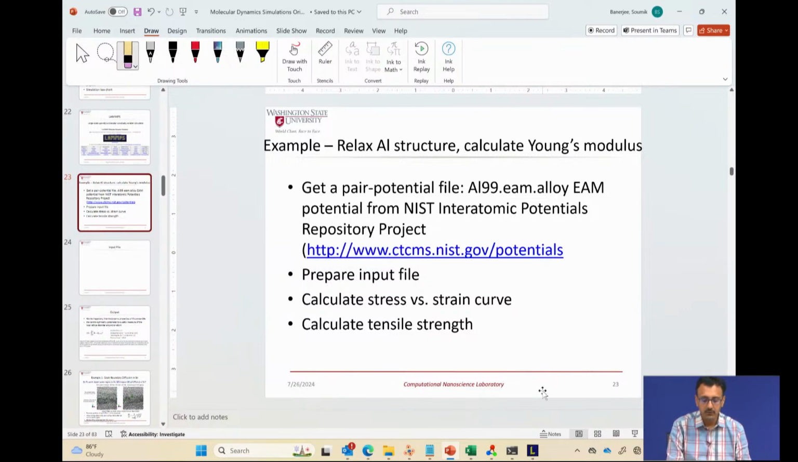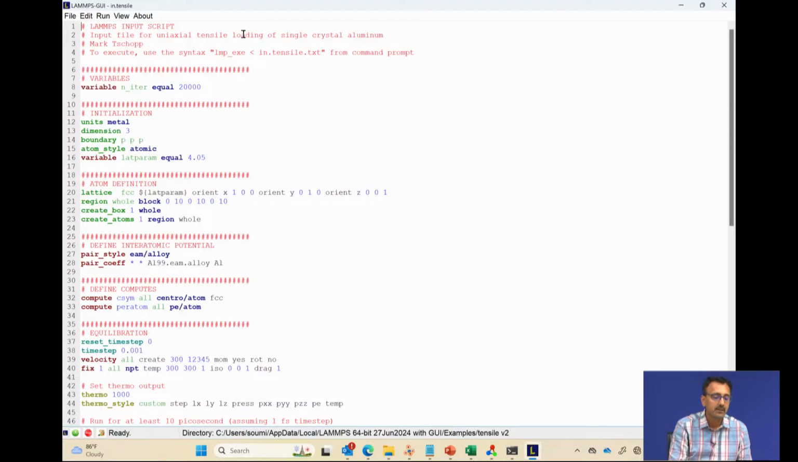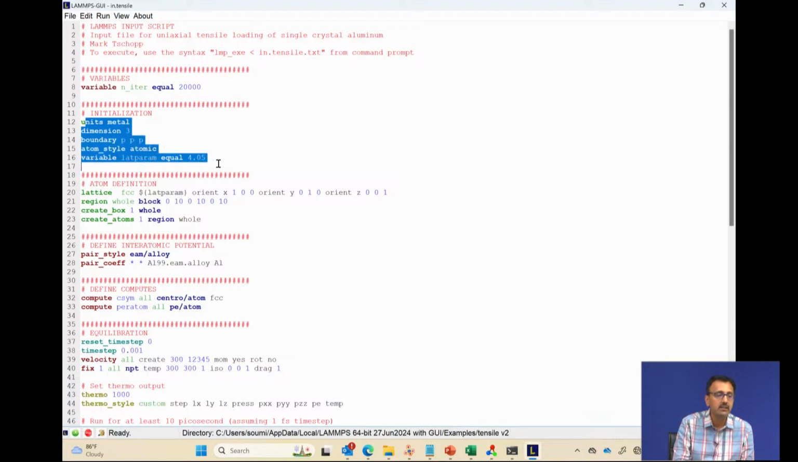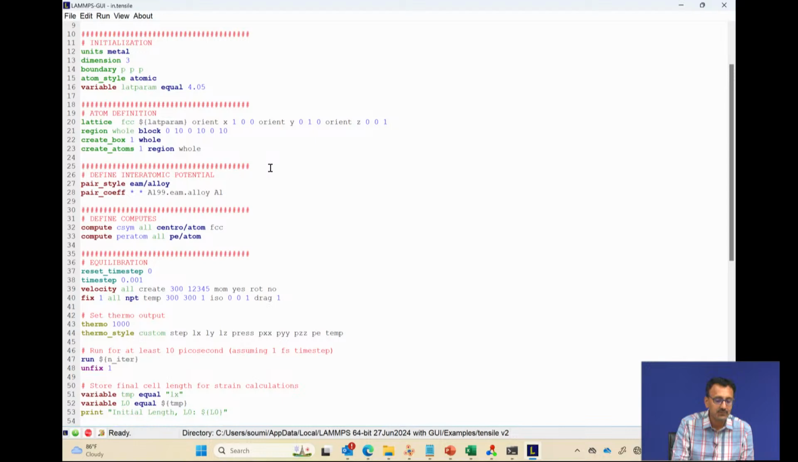Okay, so we start now with the equilibrated structure that we generated, and I will share an input file that will help us run this uniaxial tensile loading of the single crystal. This particular compute input script doesn't have any defects. So the first part is pretty much similar to what we did in the previous input file. Now we are using a lattice parameter of 4.05 because we know that's what it should be. We are developing the crystal structure, so this is kind of a repeat of what we have done.